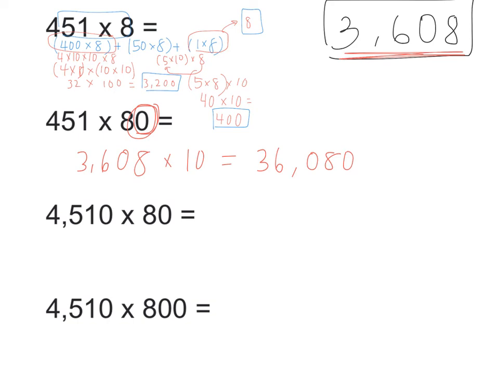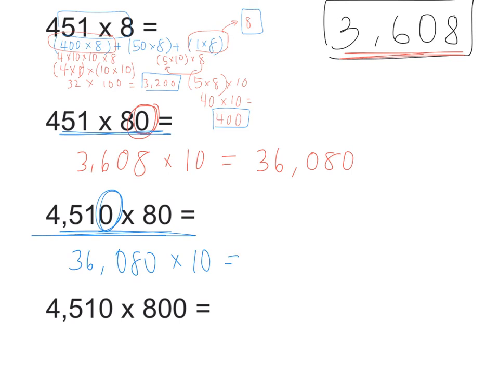Okay. Now let's take a look at the next problem. 4,510 times 8. 80. What's the difference? Here's an extra 0 compared to the problem right above it, right? Every time you have an extra 0, that means you're adding an extra factor of how much? 10. Are you adding an extra factor of 10 or of 0? 10. So that means that this product, the answer to this multiplication problem, is going to be 10 times bigger than the answer to this one. So I can do 36,080 times 10. And what would the answer be?